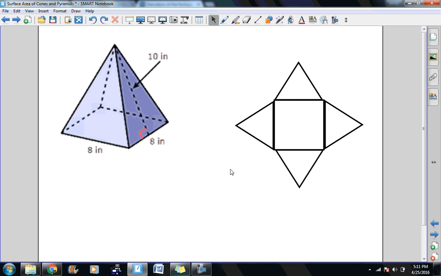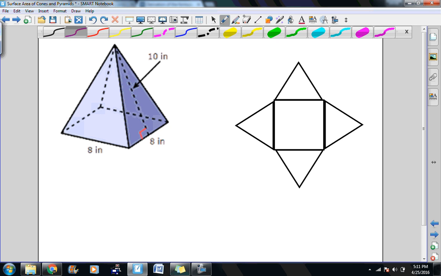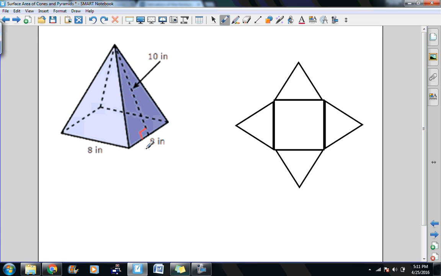So I just need to simply find the surface area of each piece, and if I add them together, that will give me the total surface area. So the bottom figure is an 8 by 8 rectangle, meaning it has an area of 64 square inches. Then each of these triangles is 8 by 10.